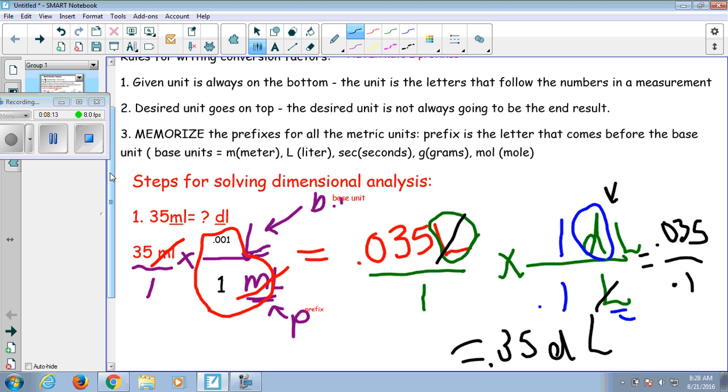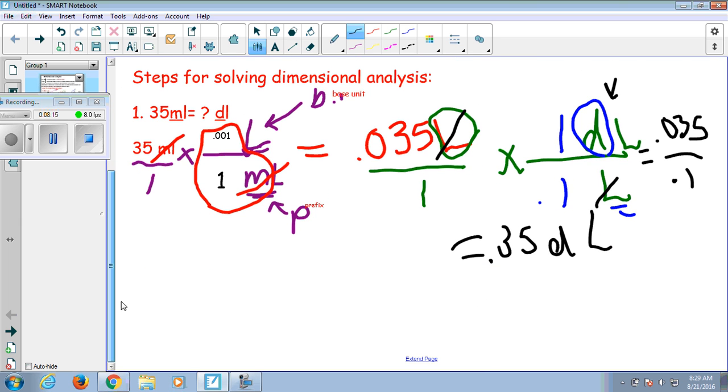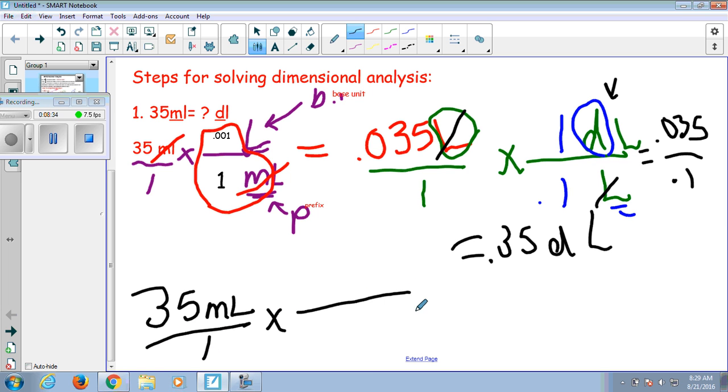Now some of you are asking yourselves, why does she do it in 2 steps? Because sometimes that might be easier for you to do it in 2 steps. But the other way that you could have solved this all in one would have been to start with your given, 35 milliliters over 1, times in my dividing line. Milliliters goes on the bottom. I have to go to liters.